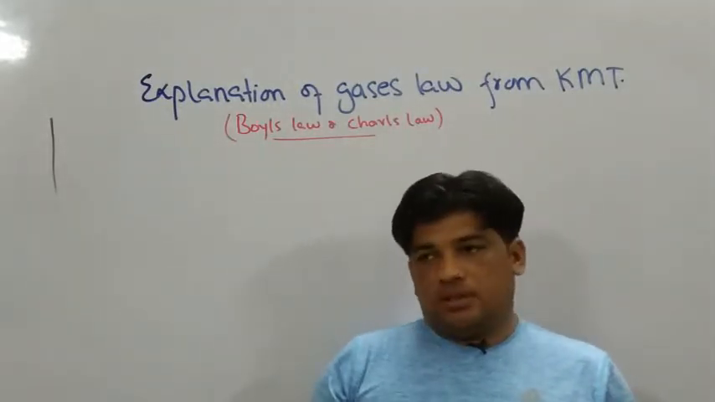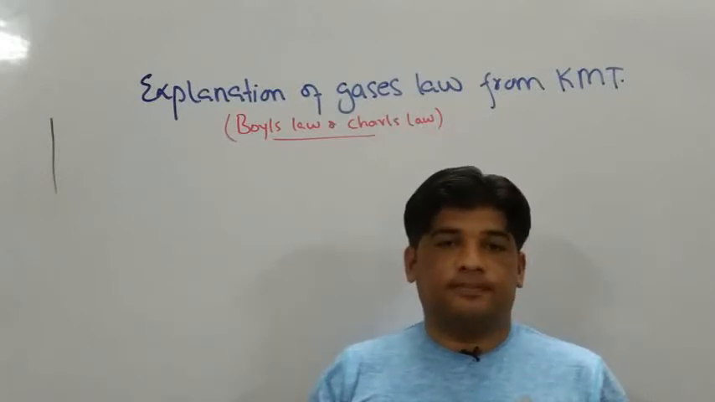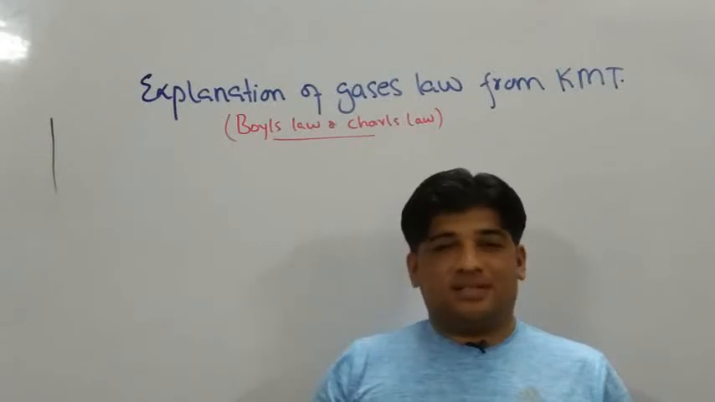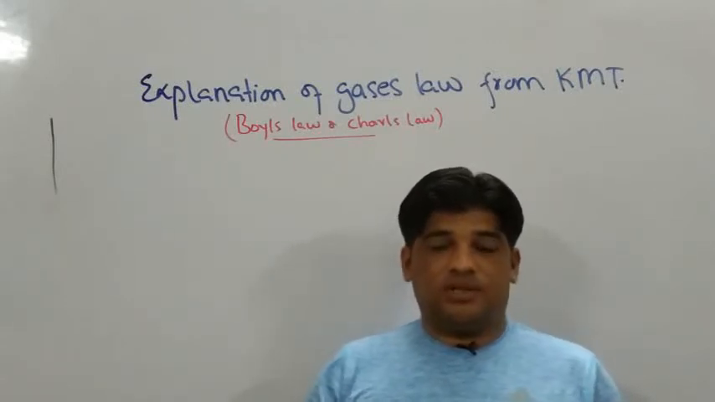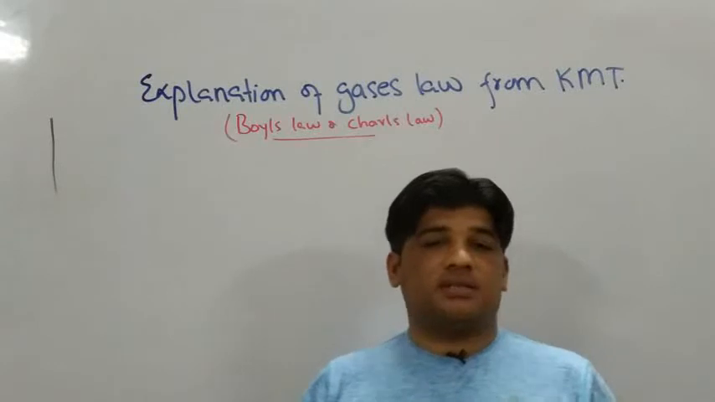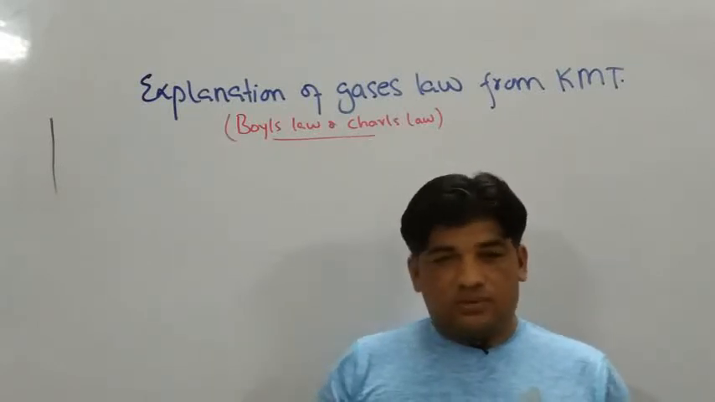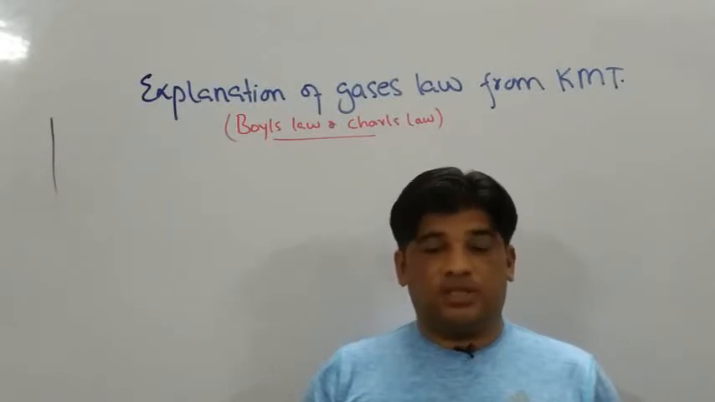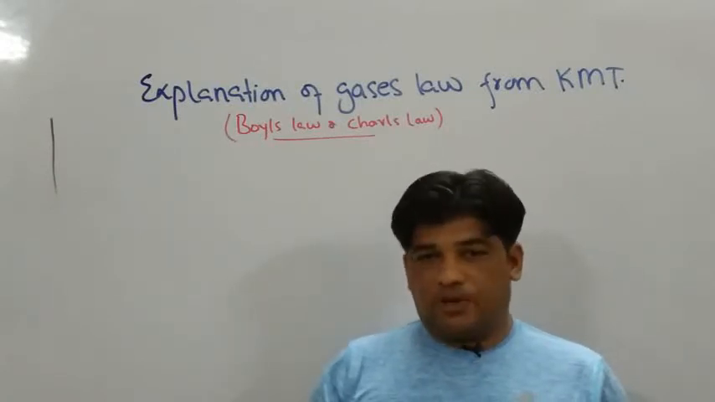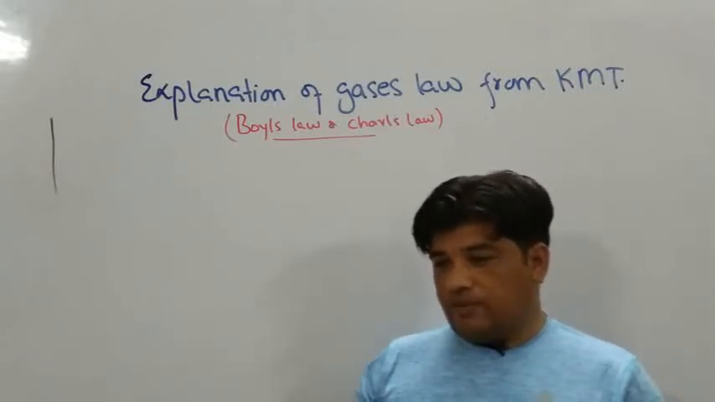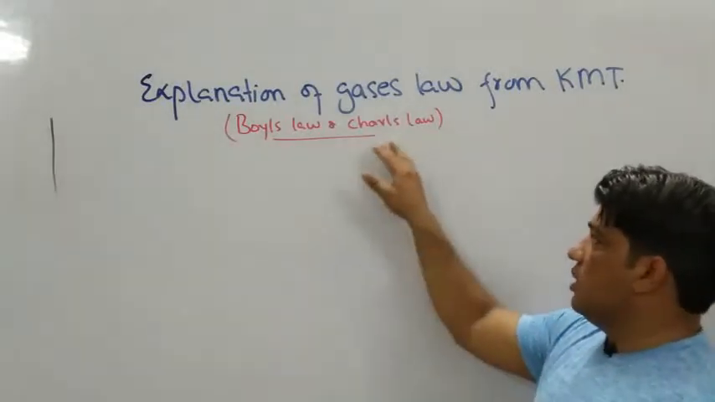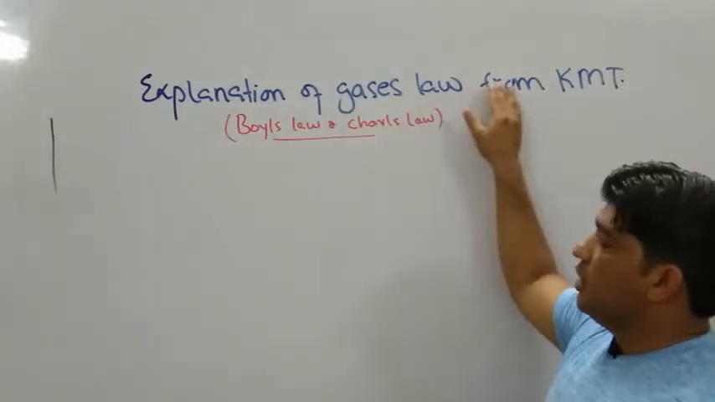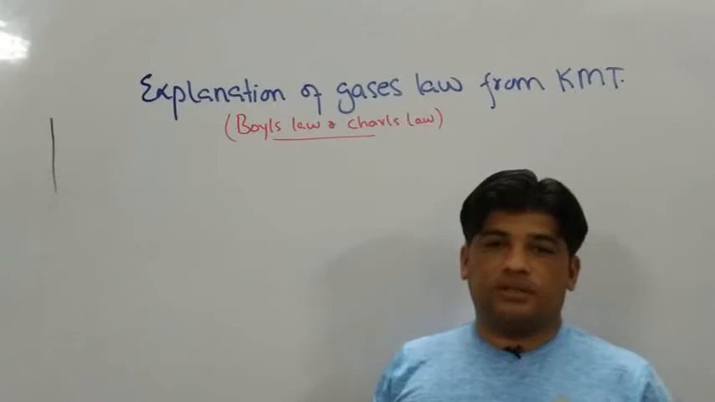Okay, in the previous lecture we had discussed four different velocities of the gaseous molecule, which are mean velocity, mean square velocity, root mean square velocity, and the fourth one is most probable velocity. It is very important from the exam point of view, for NEET and other exams. But today we will discuss Boyle and Charles law on the basis of kinetic molecular theory.